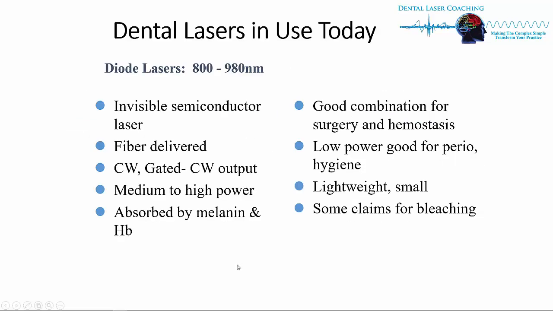So to sum it up, diode lasers, 800 to 1,000. Again, this is an invisible wavelength. If your laser has a red light, that's the aiming beam. It's not the laser doing the work. It's delivered through an optical fiber, can be continuous wave output or gated, and it's a medium to high power. It is absorbed by melanin and hemoglobin. It's a good combination for surgeries and hemostasis. We can use very low powers. It's great for perio and hygiene.